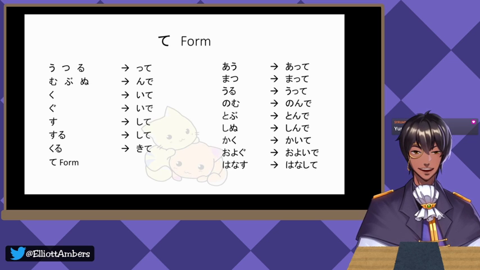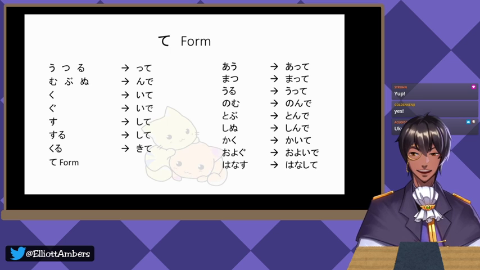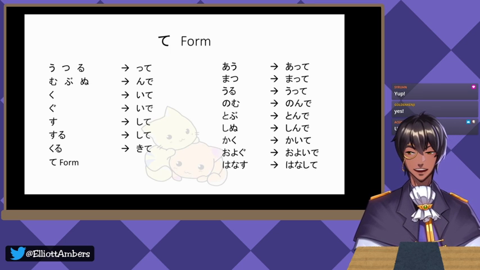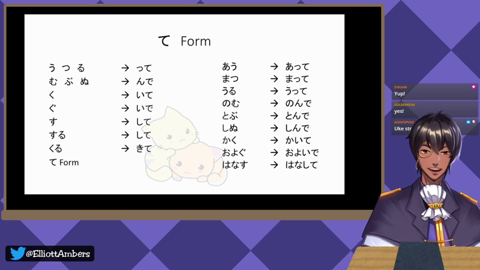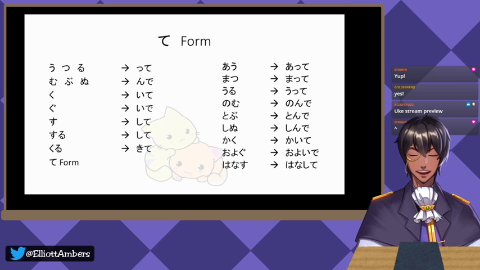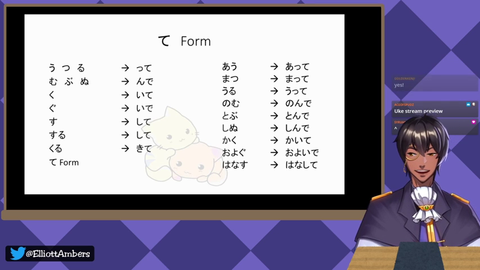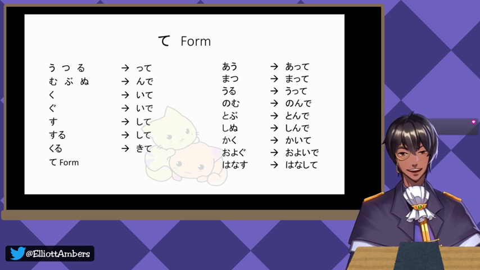So we have the te form. This song essentially helps us remember what the endings to each verb are and how they are conjugated. And it sounds like this. Actually, sorry. I think I lead in with vocals.